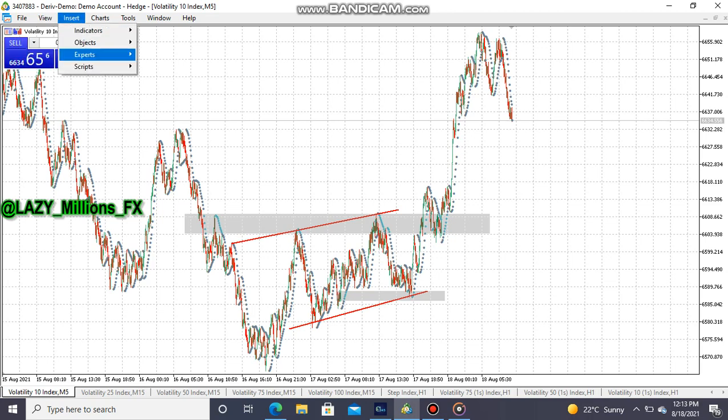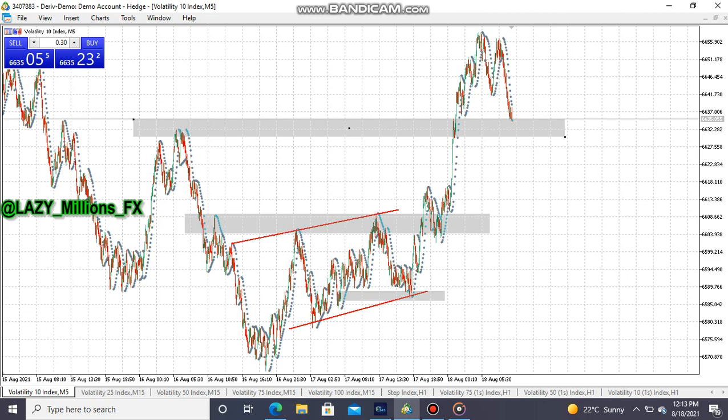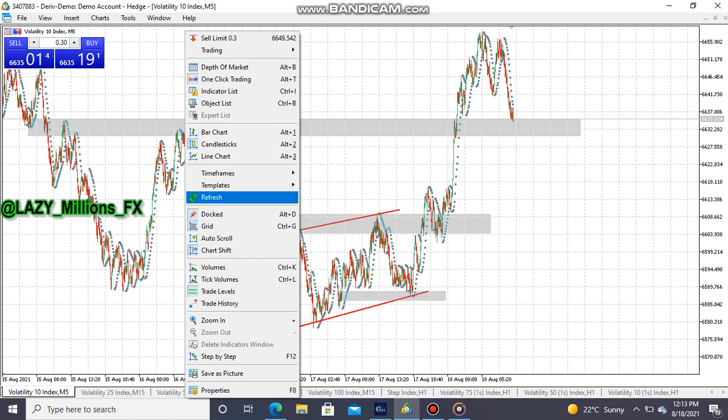So the strategy is very simple, guys. What we are doing, we are trading VIX using support and resistance, and we know VIX respects support and resistance, so there is no way we are going to be wrong. See how easy that was? It is very easy, guys.